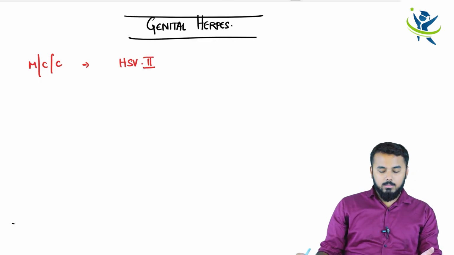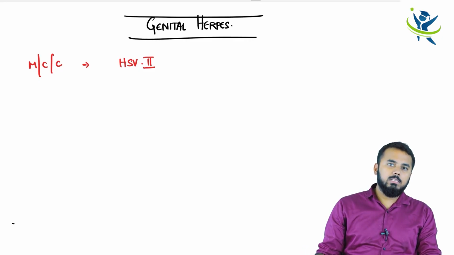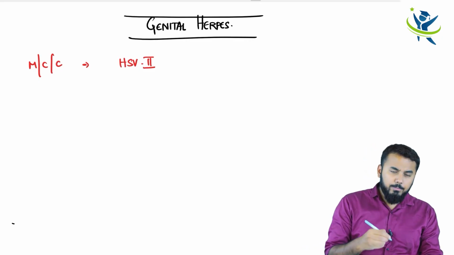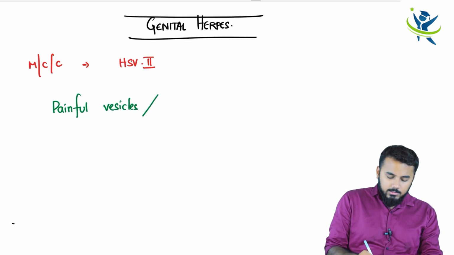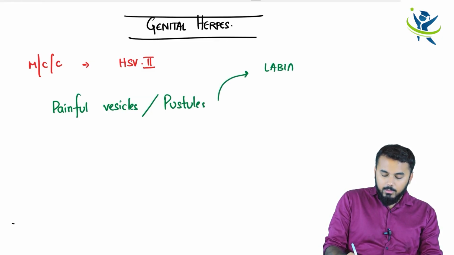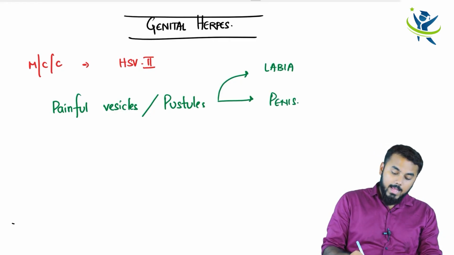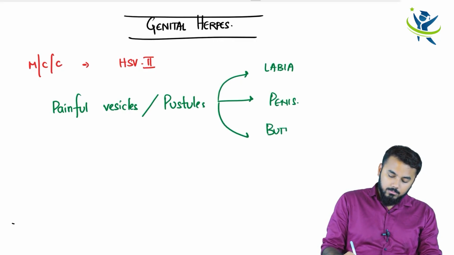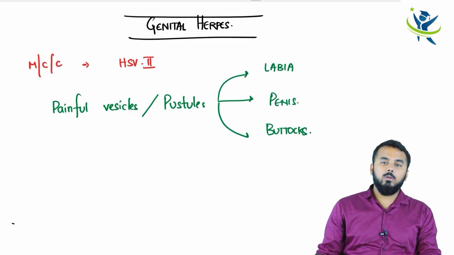Now, the characteristic thing which you need to know is that in these patients there will be very painful vesicles or pustules. Where are they formed? They are formed on the labia, on the lips of the vagina. They are formed on the penis, as well as on the buttocks. So these are the very painful vesicles that are formed in these three different locations.